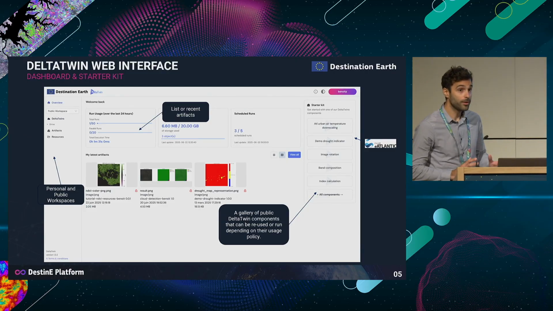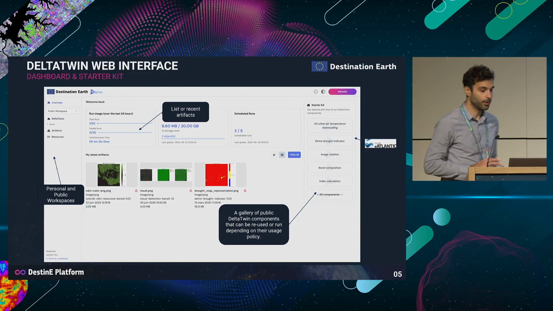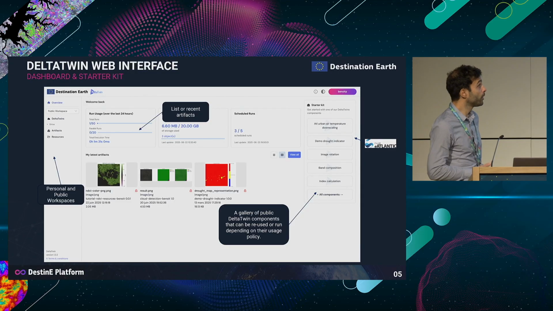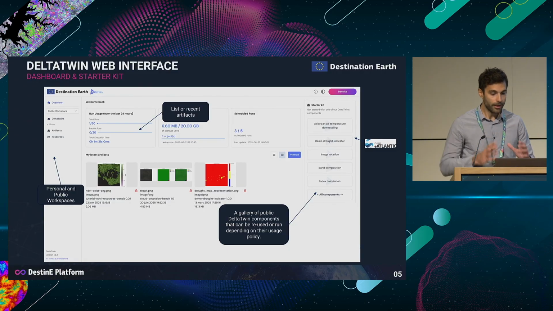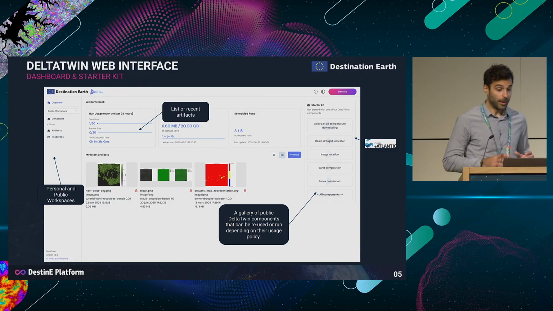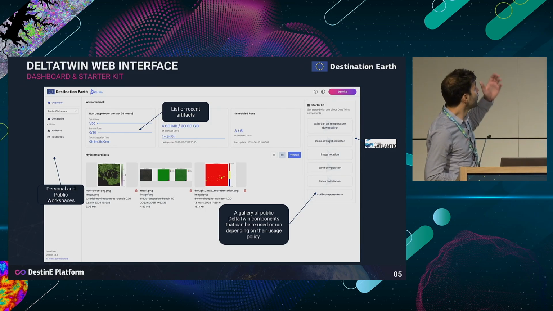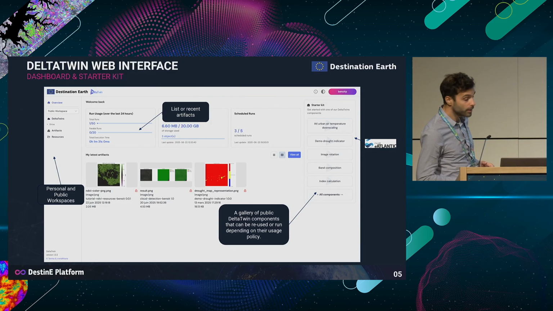So to access the service, you need to have an account in the DestinE platform. After logging in, you will arrive on your workspace. So here it's a workspace of Delta Twin services. This page is divided in 2 main sections. On the left side, we have a navigation bar.